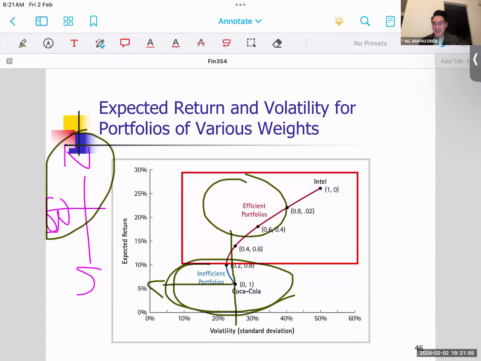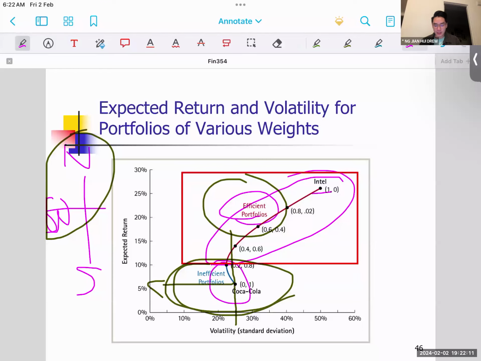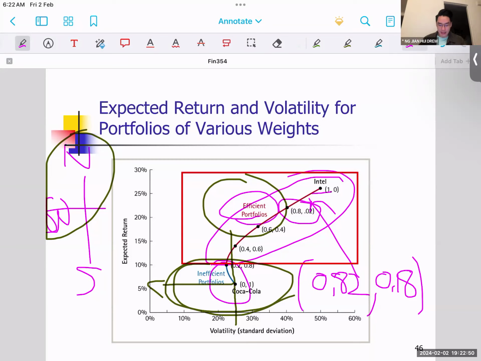What's an efficient and inefficient portfolio? So as you can see here, this is efficient. Every portfolio on this point here is efficient. Every portfolio on this point here is inefficient, right? And again, I'll stress that there can be an infinite number of portfolios, meaning what? This example is 80% Intel, 20% Coca-Cola. It can be 0.82, 0.18, right? These are all percentages. So it's 82% Intel, 18% Coca-Cola in your portfolio, right? So it can be any number. It can be 0.81, 0.19 as well. So there are an infinite number of portfolios present on this line.